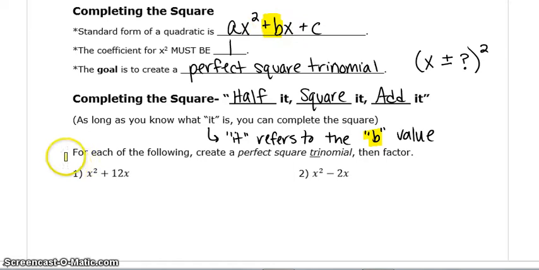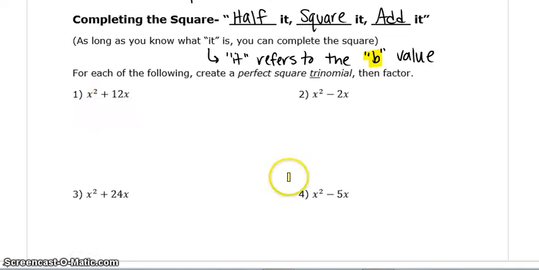So what we're going to do in examples 1 through 4 is, for each of the following, create a perfect square trinomial, then factor. So number 1, what we have so far is an expression that reads x squared plus 12x. Our goal is going to be to figure out what number is going to be added on that blank that's going to allow this to be a perfect square trinomial. So our process is half it, square it, add it.